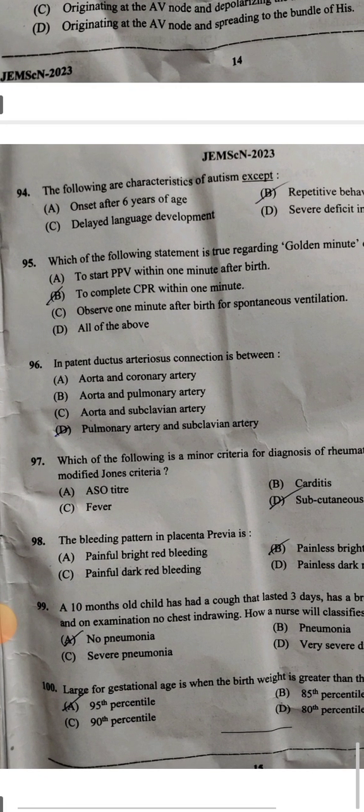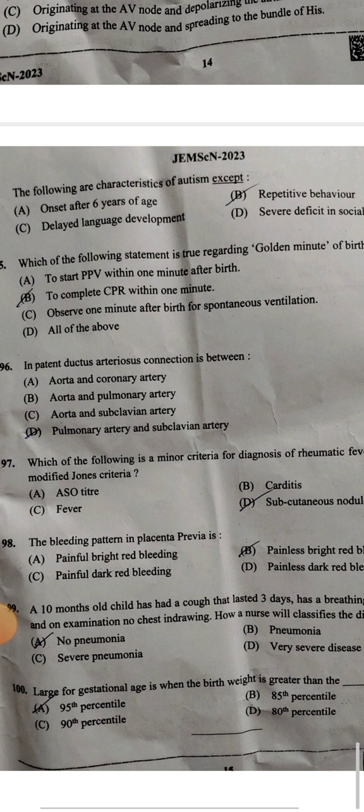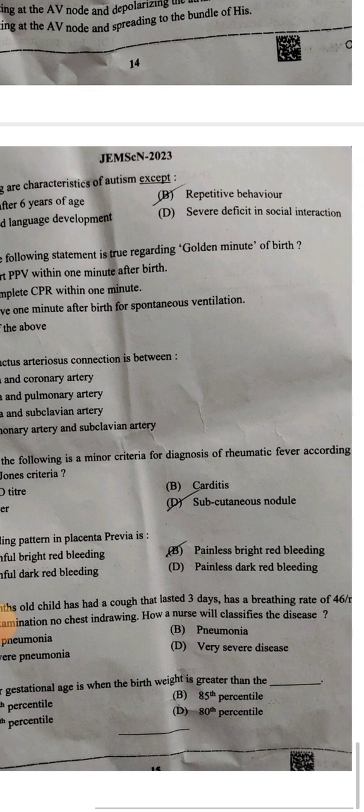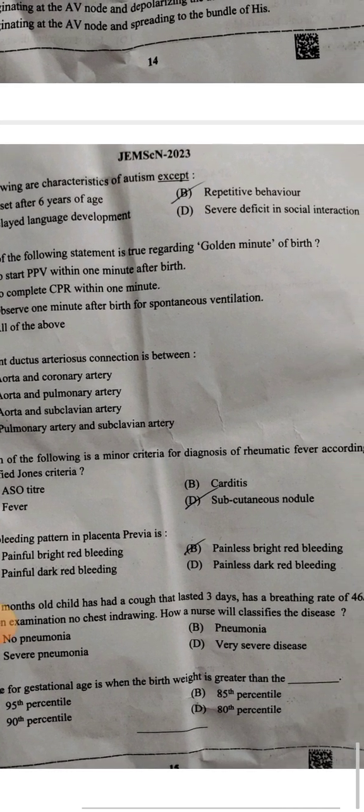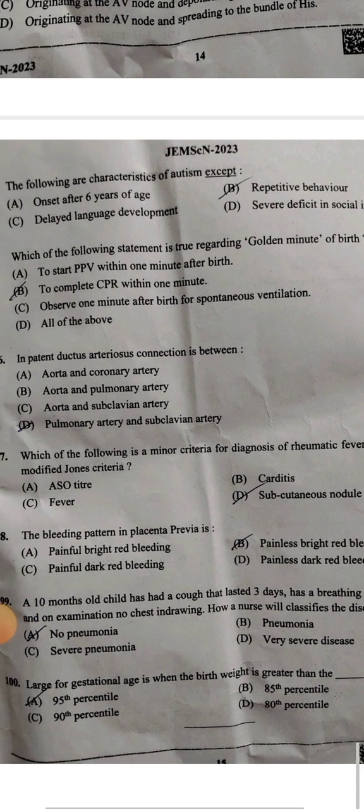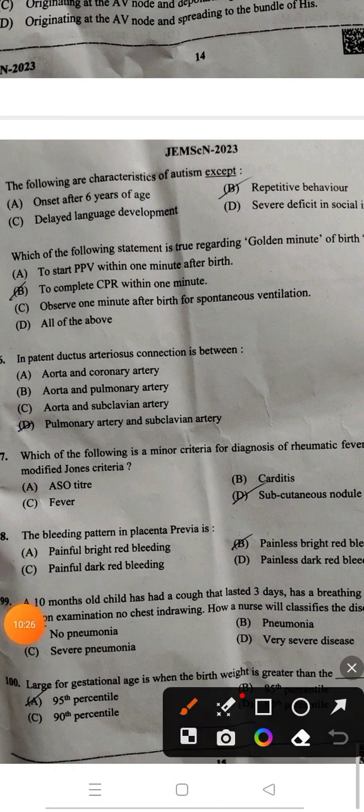Question 99. A 10-month-old child has had a cough for 3 days, has a breathing rate of 40 breaths per minute, and on examination no chest indrawing. How will a nurse classify the disease? Chest indrawing is not present, so option A is no pneumonia, option B is pneumonia, option C severe pneumonia, and option D very severe pneumonia. The correct answer is option A, no pneumonia.